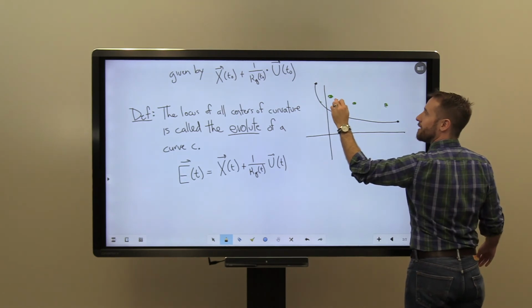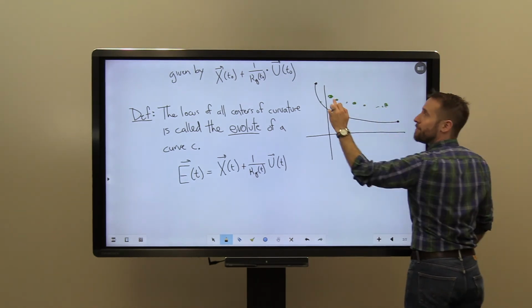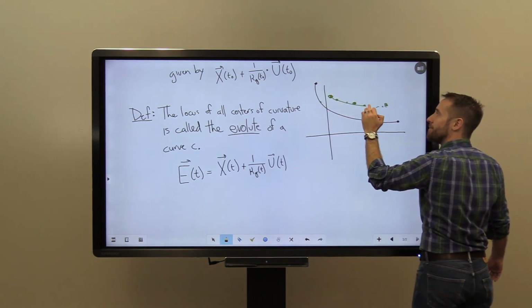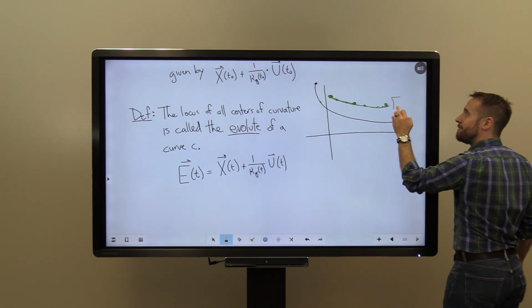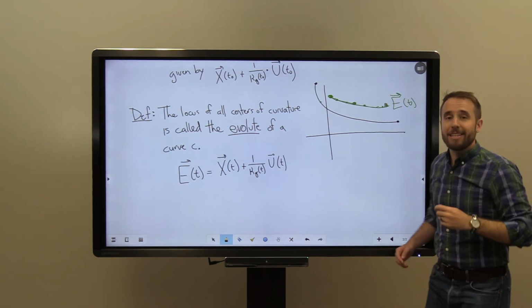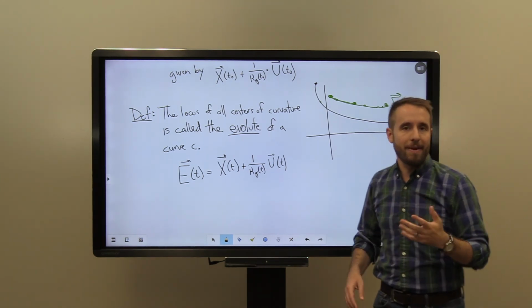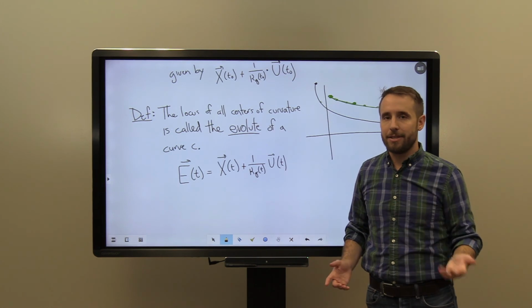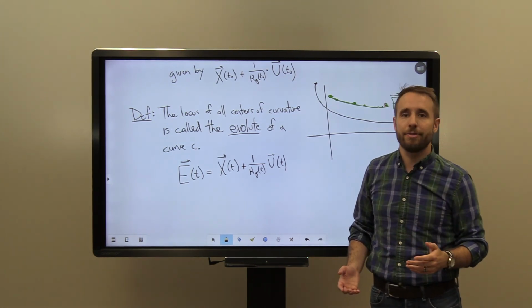And so if I calculate all of those points, and I calculate them every step of the way, what I'll get is a new curve connecting all of those, and that curve will be this evolute E of t. And so the evolute is a curve that's created by x of t and is somehow linked to or related to x of t. And it's created by looking at these oscillating circles and their centers of curvature.